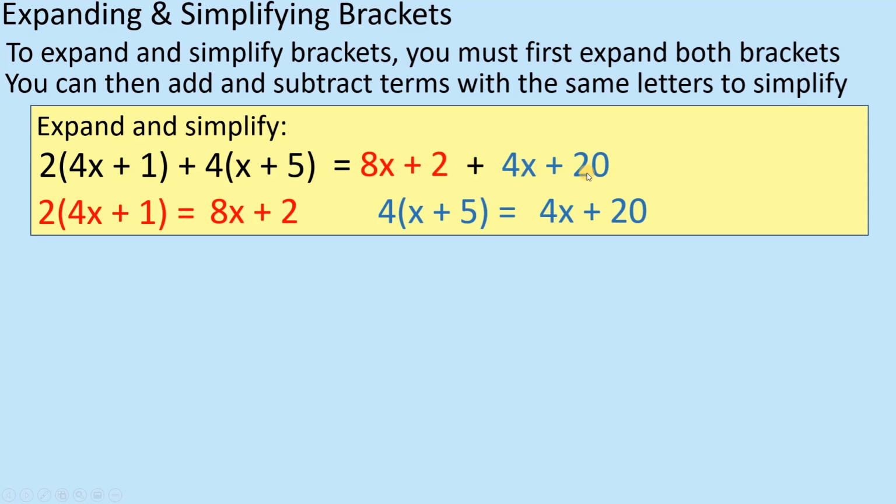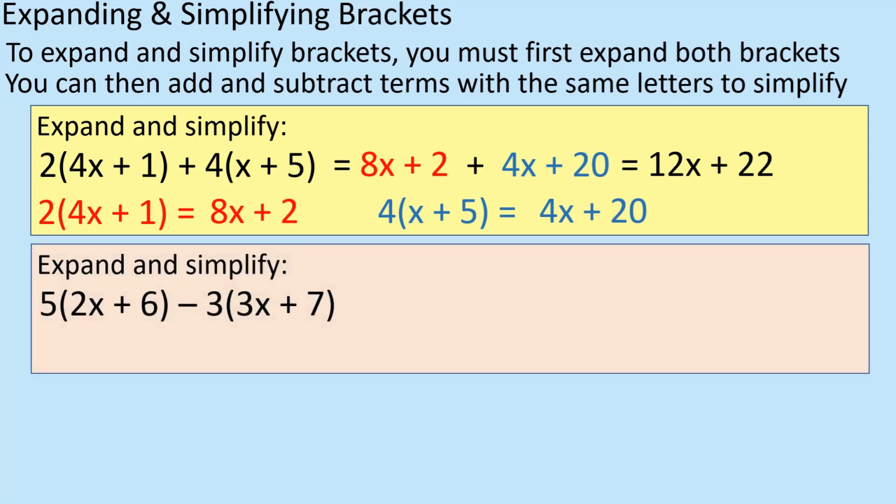So when I'm simplifying it, I'm looking for the x's. How many x's have I got in total? So I've got 8x plus 4x, so that'll be 12 x's. And then I've got 2 plus 20, which is going to give me 22. And there you go. So that's not too bad.